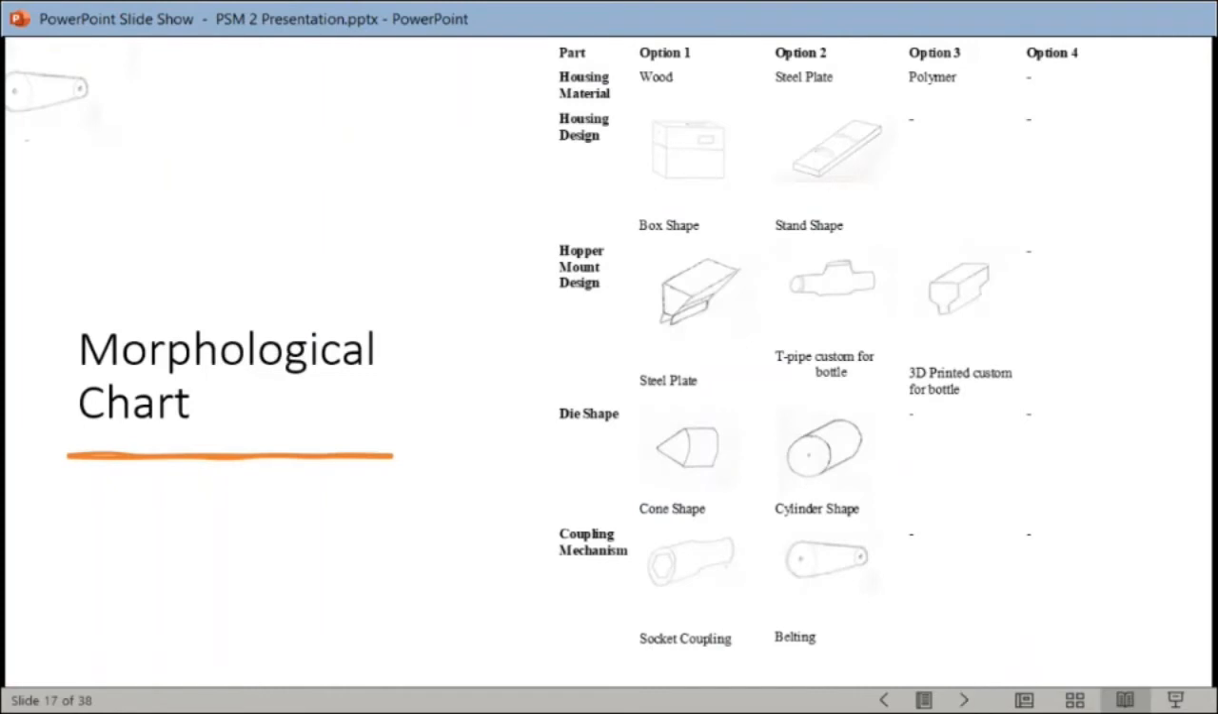For the morphological chart, first we have the housing material, housing design, hopper mount design, die shape, and coupling mechanism. There are three options for this morphological chart.